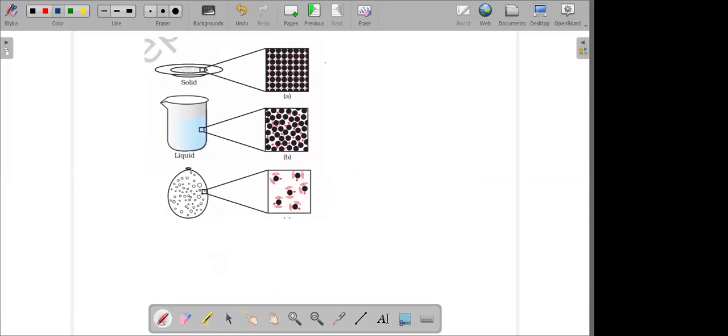If I supply some amount of heat energy to this solid, it will get converted to liquid as the particles will gain some amount of kinetic energy. When I am supplying some energy, the particles will gain energy and therefore their random motion will increase, which will make them unbound from their forces of attraction. The forces of attraction which are currently holding them strongly at their positions will become weak due to the gain of kinetic energy.